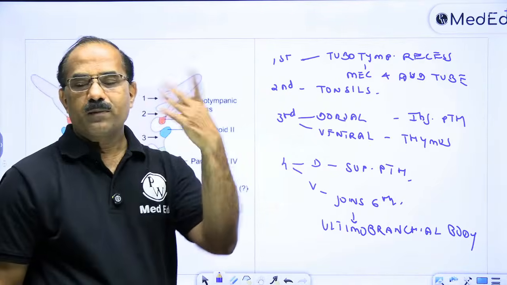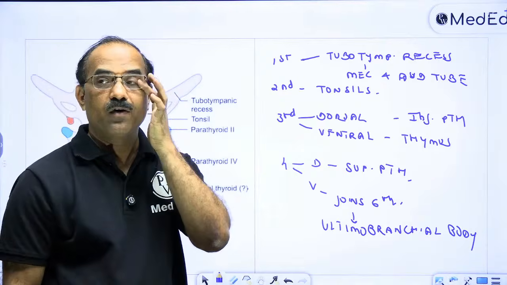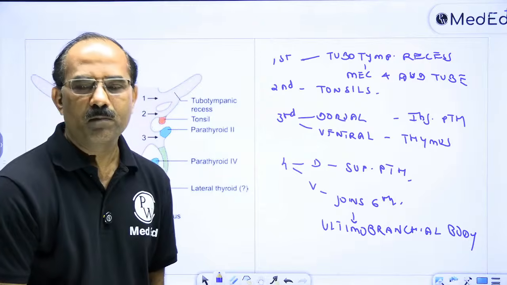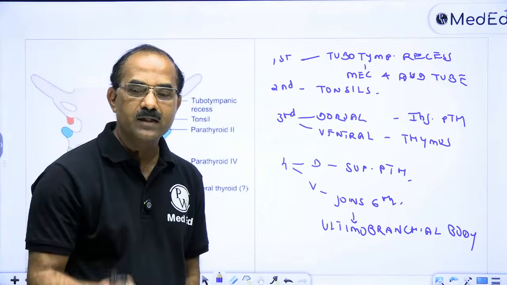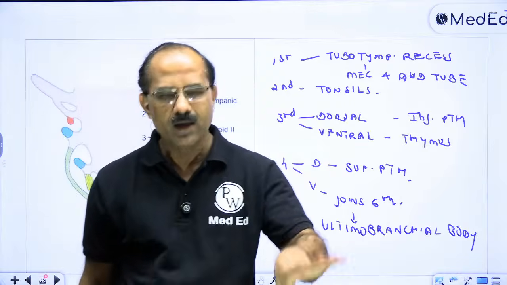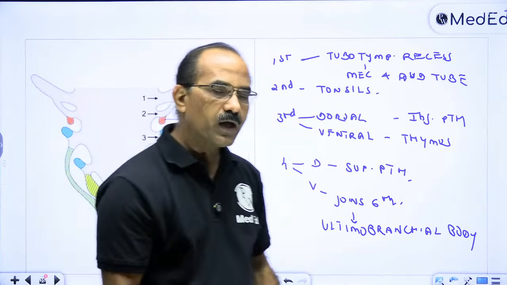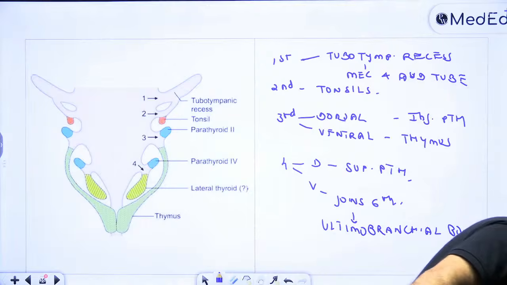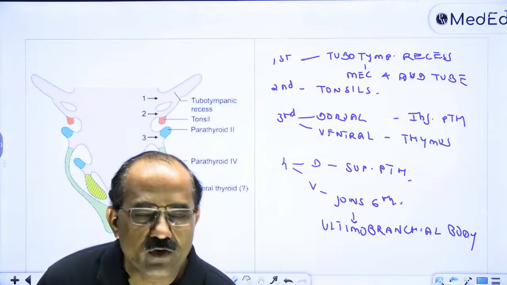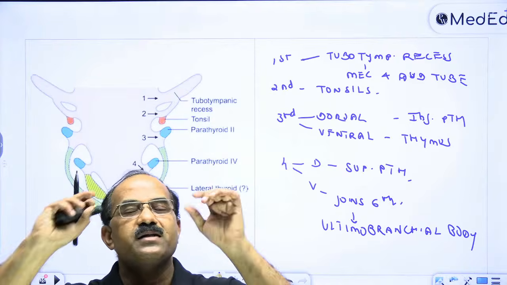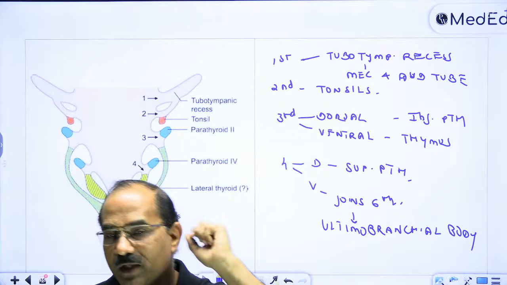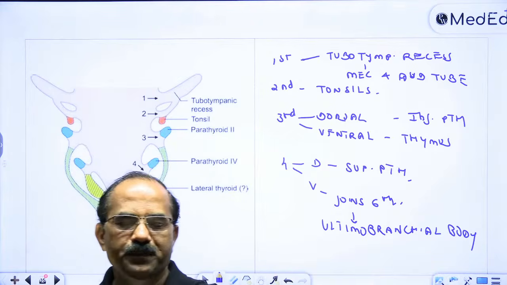Ultimobranchial body से क्या बनता है? Parafollicular C cells of thyroid. But parafollicular C cells of thyroid are said to be derived from neural crest cells. अगर MCQ आता है parafollicular C cells of thyroid are derived from, आपका first answer होगा the neural crest cells. अगर वो option में नहीं है, your second answer is going to be the ultimobranchial body.